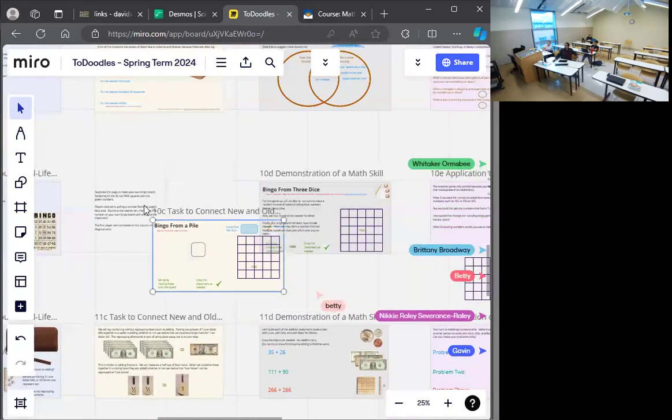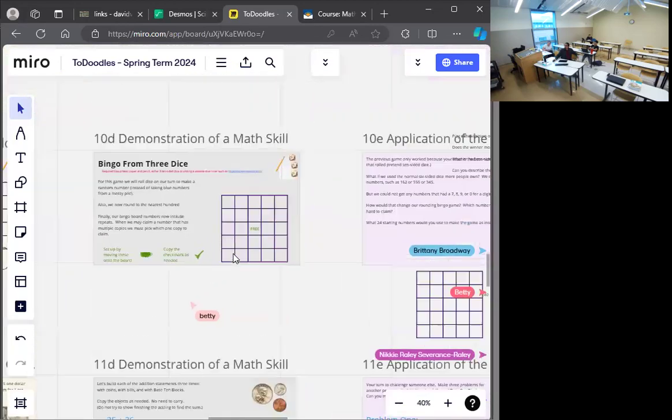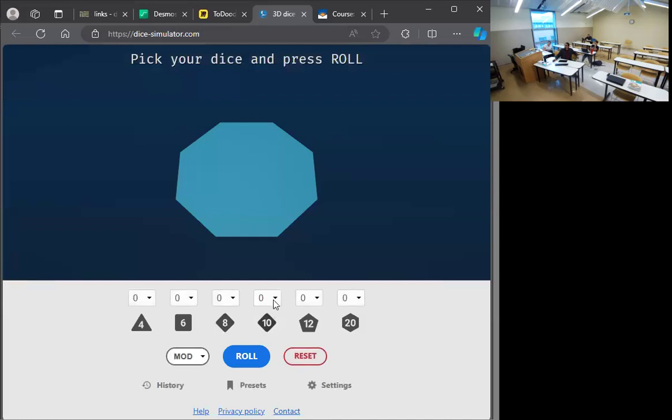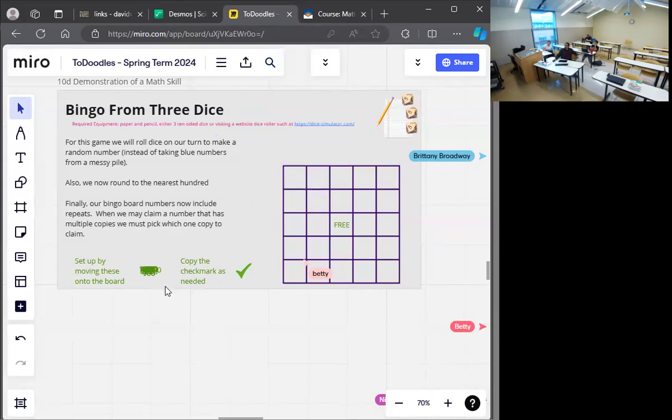I'm going to move this back. Okay, bingo from 3 dice. So now there's no pile of blue numbers at the top. Instead, there are 3 10-sided dice, and I could go to a website and say, I want to roll 3 10-sided dice. But I happen to have 3 10-sided dice with me that Chloe can roll because she's bored.